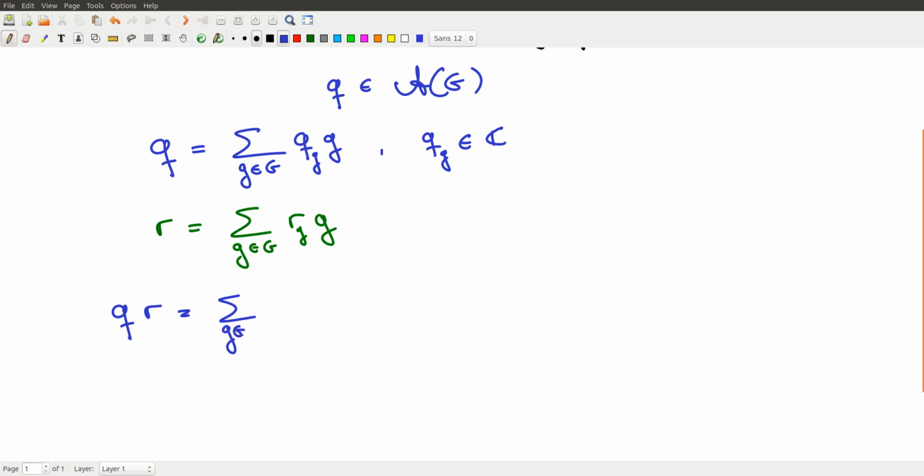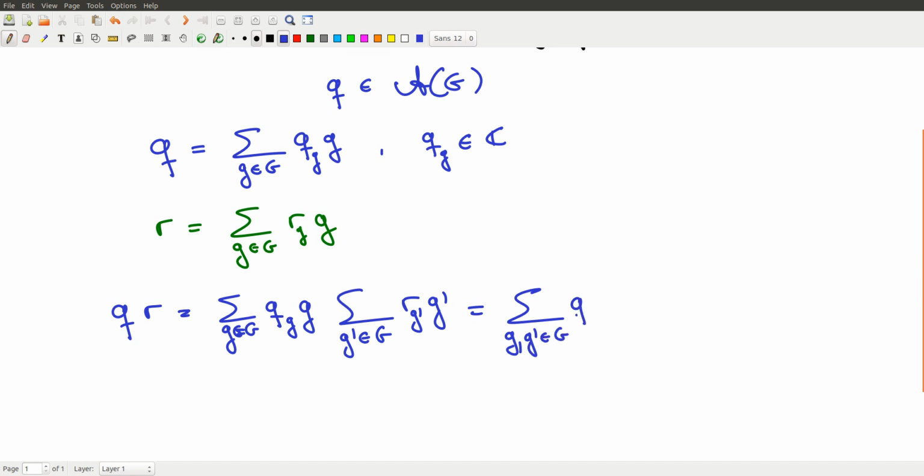So there is Q, sum of Q_g g, and then there is R, but now we have to give the summation index a different name, so we sum over g' in G, R_g' g'. So this is just a double sum over g, g' in G of Q_g R_g' g g'. And now we use the group law here. Then g times g' is some group element. So this is in the group.